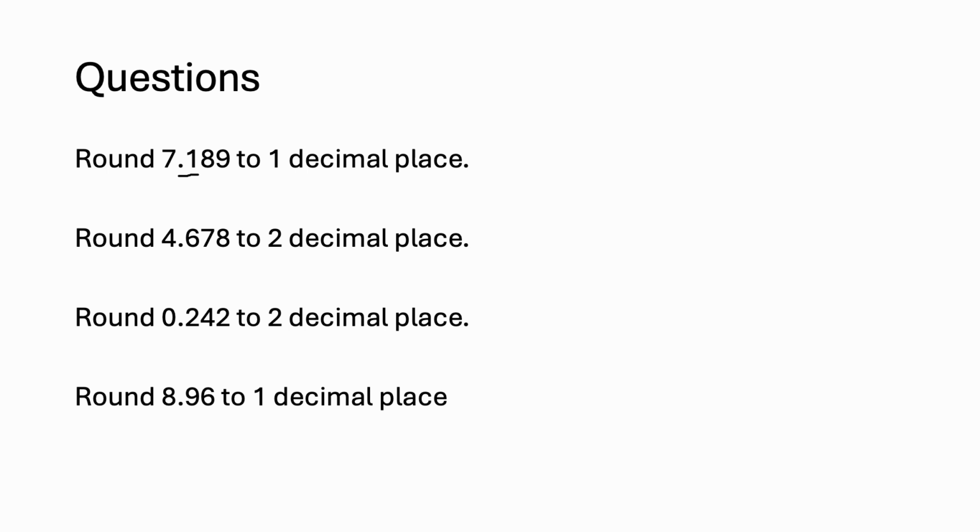Next thing we do is we look at the number to the right of the decimal place that we are looking at, which is going to be the 8, which is to the right of this one. We see if 8 is bigger than 5 or less than 5. Well, 8 is more than 5, so that means we are going to have to round up. So that 1 will turn into a 2. So our answer would be 7.2 to 1 decimal place.